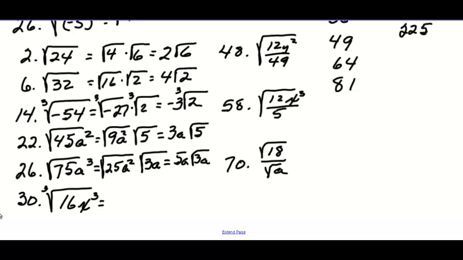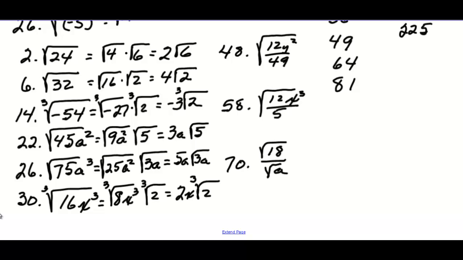16 is not a perfect cube, but 2 times 2 times 2 gives me 8. So I want the cube root of 8, and x cubed is a perfect cube, because x times x times x gives me x cubed. What do I have left? The cube root of 2. Now when I break out that cube root of 8x cubed, I get 2x times the cube root of 2.